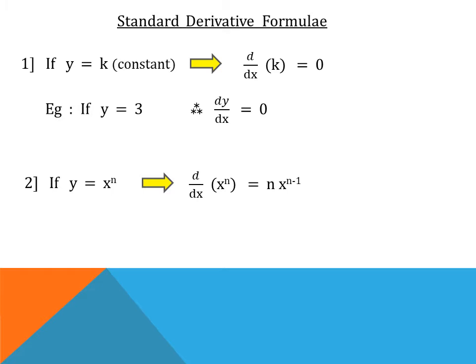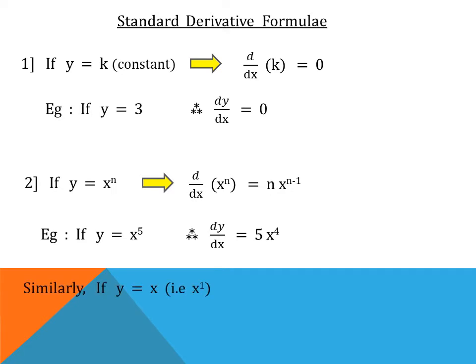So the derivative of x raised to 5 will be 5 into x raised to 5 minus 1, which will be 5 into x raised to 4. Similarly if we have x raised to 1, the derivative will be 1 into x raised to 1 minus 1. Now anything raised to 0 is always 1. So our answer will be just 1.